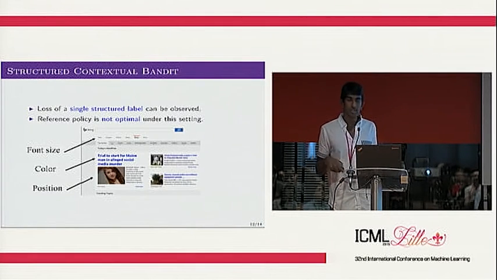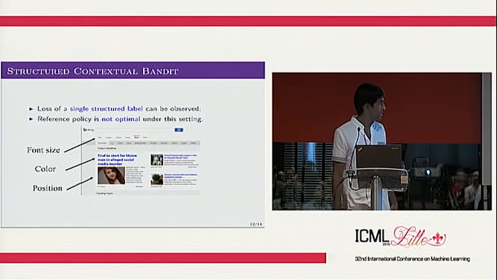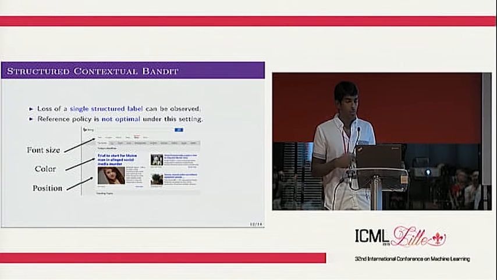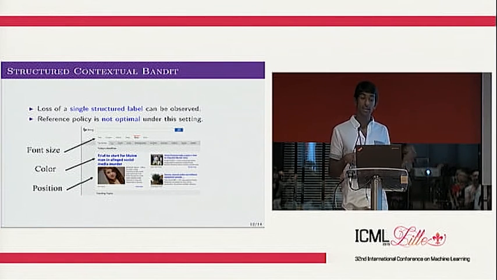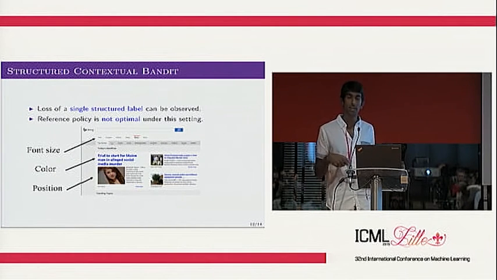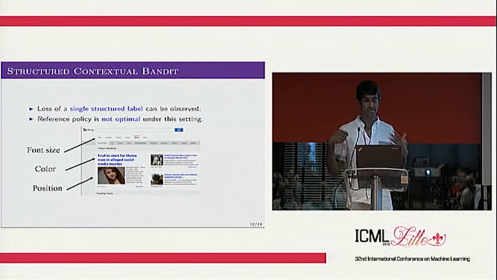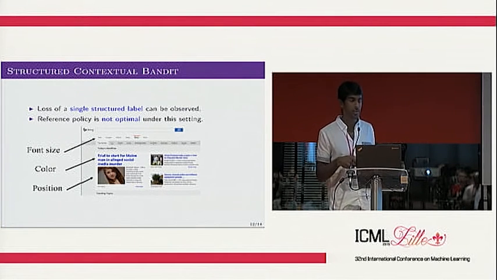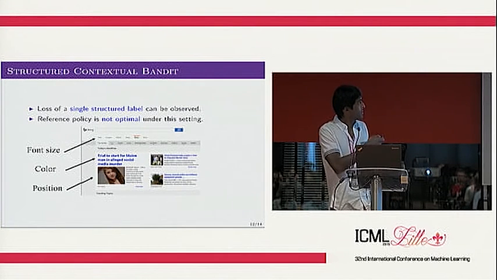So let me return to the structured contextual bandit setting. I'll just remind you what's going on here. We again have to make this complex decision, but at the end of the day, we only get to observe the loss of a single structured label. And remember, the reference policy, we should not think of it as being optimal here. It's some other thing that some engineer built, and we're just trying to compete with it or do better.